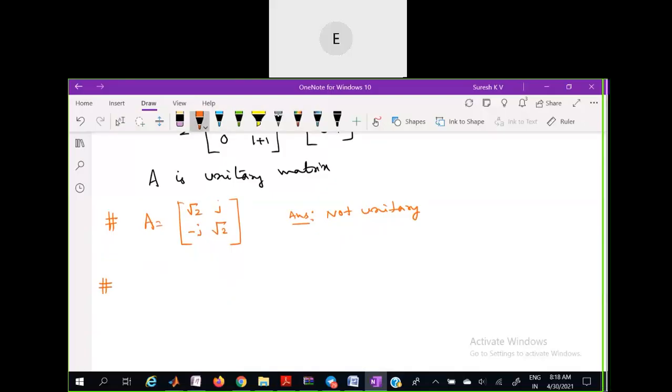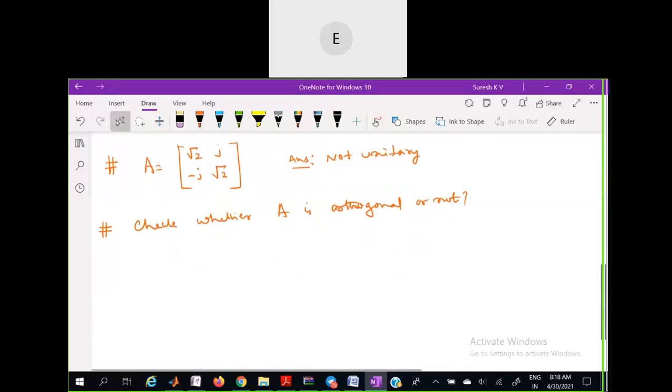Now the third one, that is also check orthogonal property. Check whether A is orthogonal or not. And you know, this is defined for real matrices, so your A should be a real matrix. You can probably do this now only. In fact, you are going to see this matrix again and again in this particular topic.